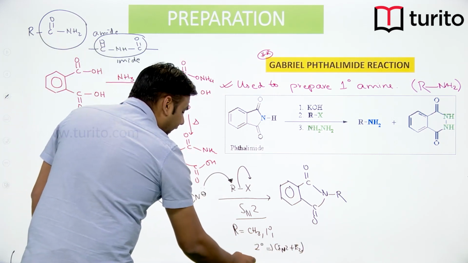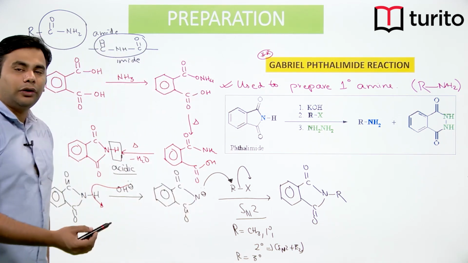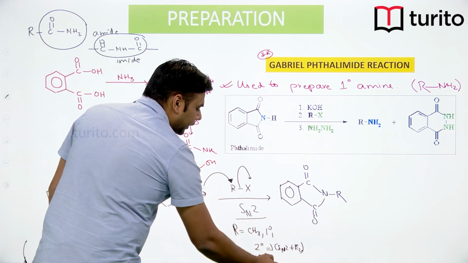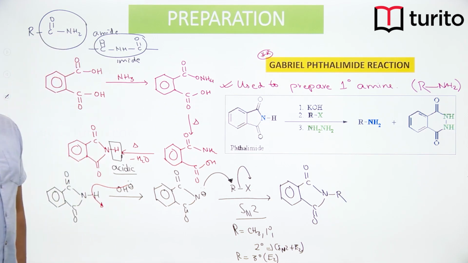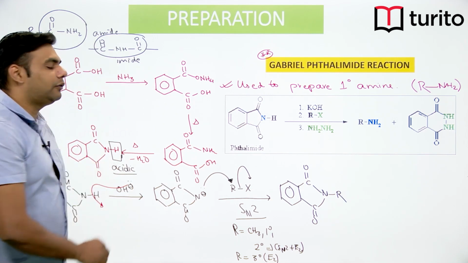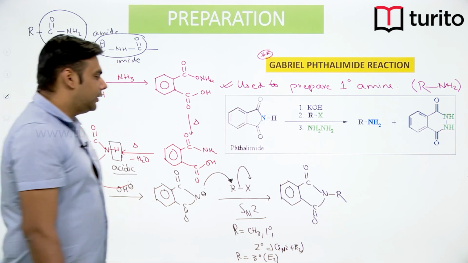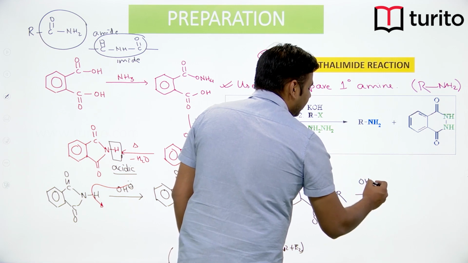Okay, but we can prepare 2 degree also. But if R is 3 degree, we know that a 3 degree alkyl halide does not undergo the SN2 mechanism. So this would not undergo a substitution reaction and it can cause E2 elimination. Okay, so this point we have to keep in mind. Direct questions come on this topic. In the last step we can hydrolyze this through a base.